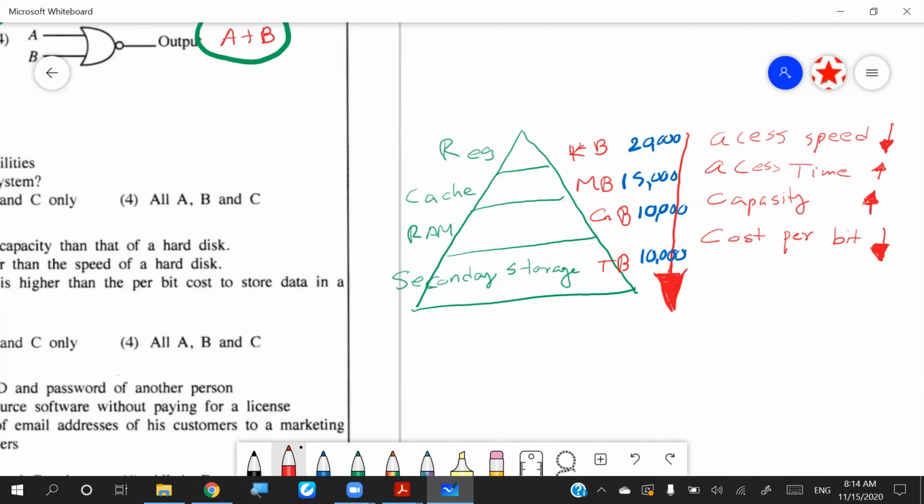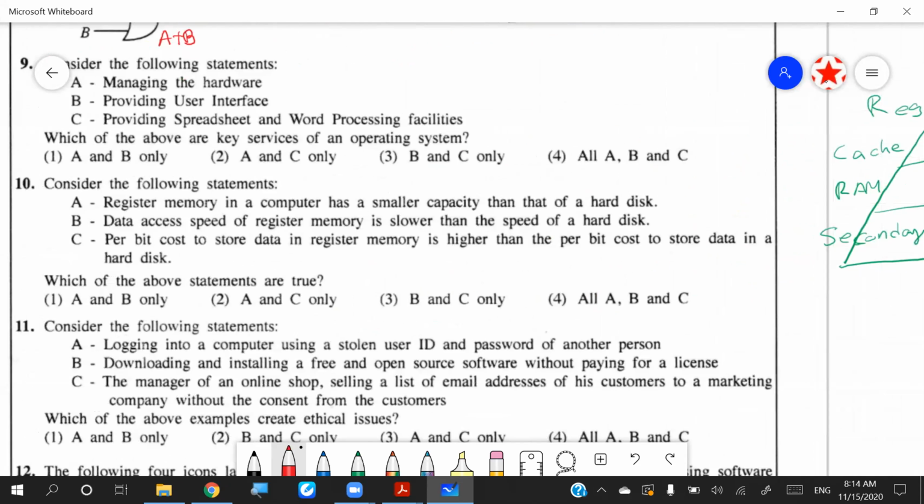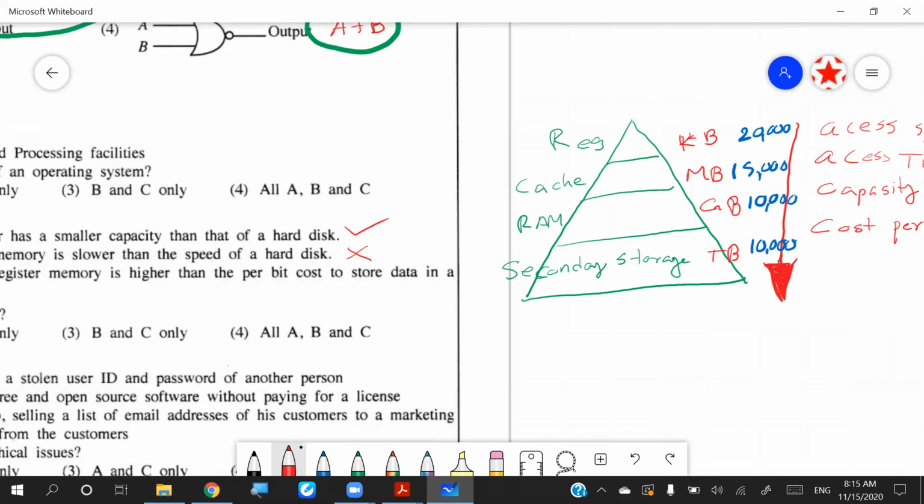So according to these facts, what are the things that they have asked? Register memory in a computer has a smaller capacity than that of a hard disk, which is the correct one. Data access speed of register memory is slower than the speed of hard disk, which is wrong. Register has the highest access speed. Per bit cost to store data in register memory is higher than per bit cost to store data in a hard disk. It is, because register memory is very costly when it comes to cost per bit.